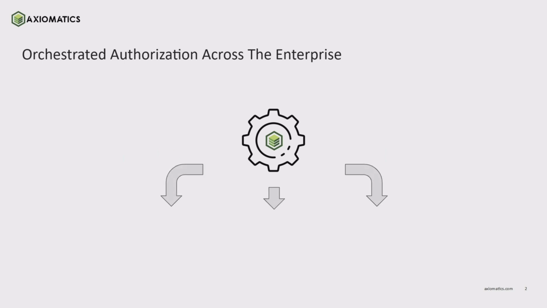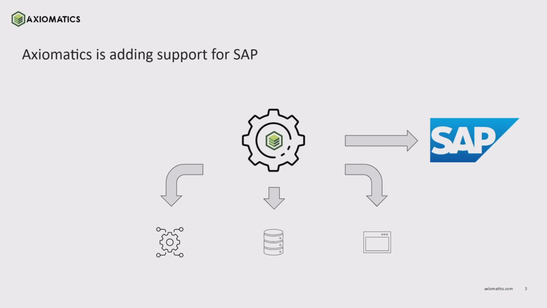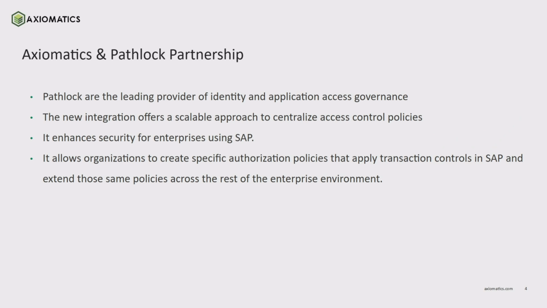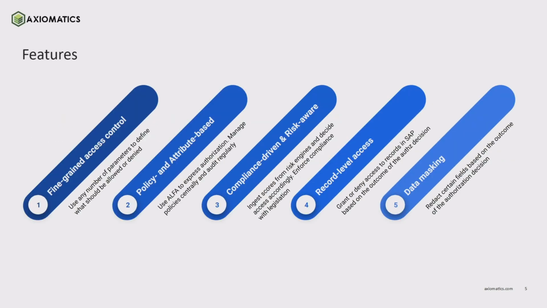That authorization engine can be integrated with homegrown applications or off-the-shelf applications, APIs, and data sources. We're proud to say that we are adding support for SAP systems. If you have data within your SAP environment, that data can also be controlled using an Axiomatics authorization policy. This is possible through the Axiomatics and Pathlock partnership. The new integration that Axiomatics and Pathlock have put together offers a scalable approach to centralizing access control policies for all of your applications, including SAP.